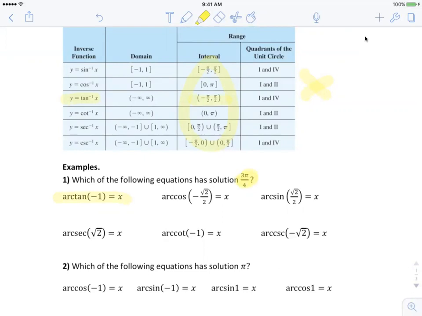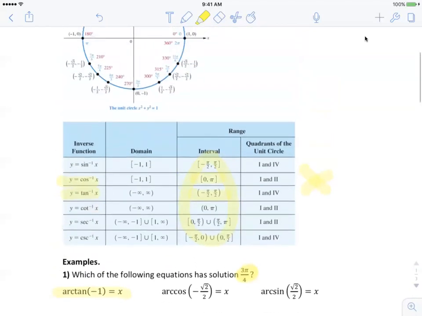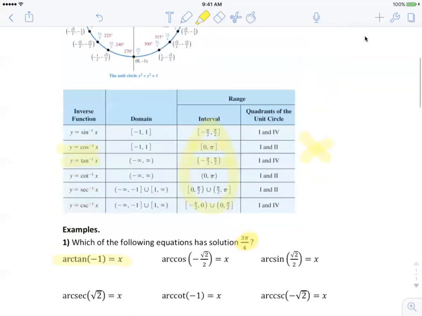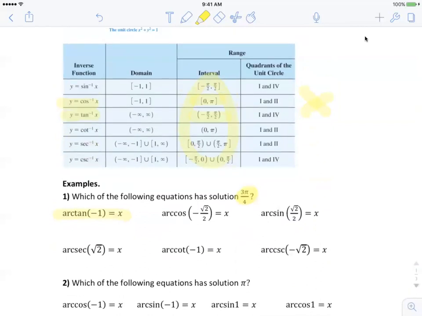How about arc cosine of -√2/2? If I look at arc cosine, okay, that's a possibility, between 0 and pi. And so what I want to check is, does the cosine of 3 pi/4 equal -√2/2? Are those two values linked in the unit circle? I can glance up at my unit circle, and at 3 pi/4, I see that the cosine is -√2/2. So yes, that one does have a solution of 3 pi/4, so I could circle that one.